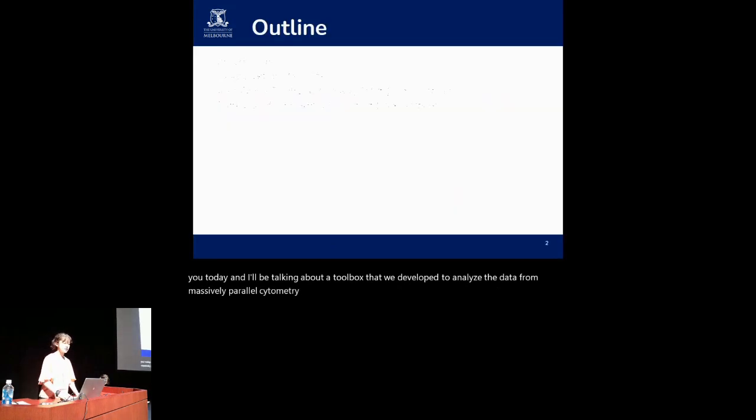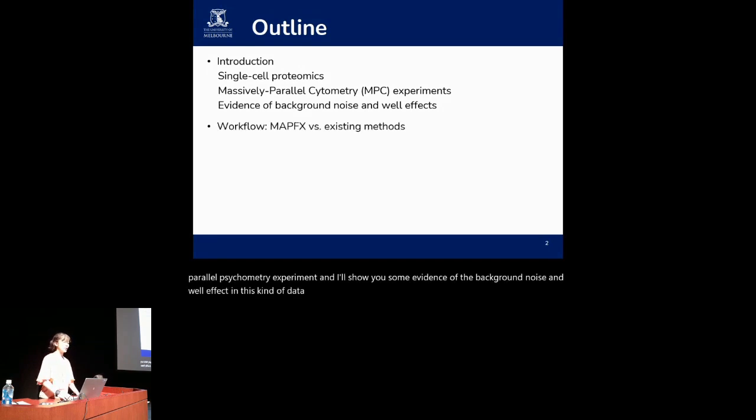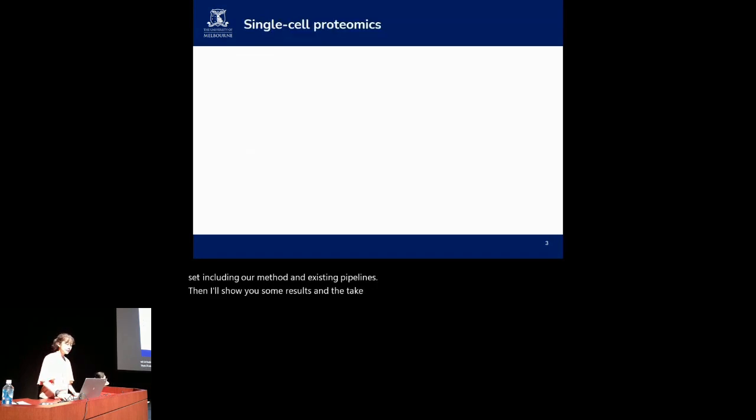So I will start by introducing single-cell proteomics, and then talk about what a massively parallel cytometry experiment is. Then I'll show you some evidence of the background noise and well effect in this kind of data. Then I will talk about the workflow for analyzing this kind of data set, including our method and existing pipelines. Then I'll show you some results and the take-home messages.